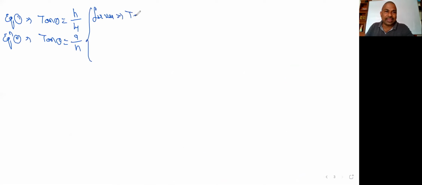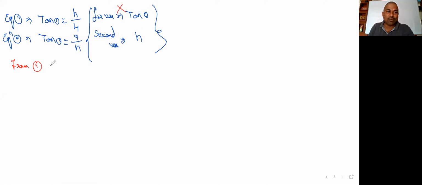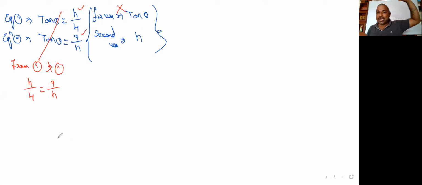If you check it out, first variable is nothing but tan theta. Second variable is nothing but h, right? So what I want to do is cancel out the first variable. Let's cancel the first variable from equations 1 and 2. I am cancelling out tan theta. Then what you will be getting? I can write it out: h by 4 is equal to 9 by h. I have eliminated the first variable, that is tan theta. Now I got only one equation and one variable.